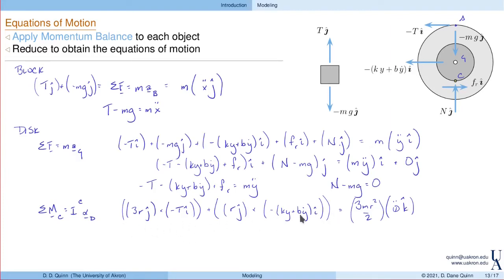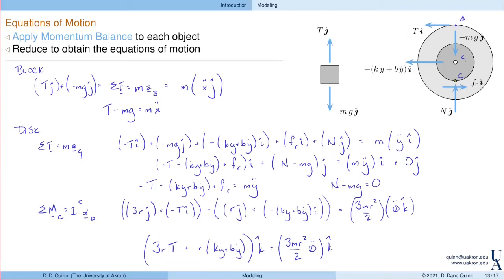So now all I have to do is evaluate these moments. J cross I is minus k, right? I've got another minus sign there. So we end up with 3R times T, the tension, in the k direction. I'll put the k at the end. J cross I, again, minus k. So plus R times Ky and By dot. Both of these are in the k direction. Equals 3mr squared over 2 times theta double dot in the k direction.